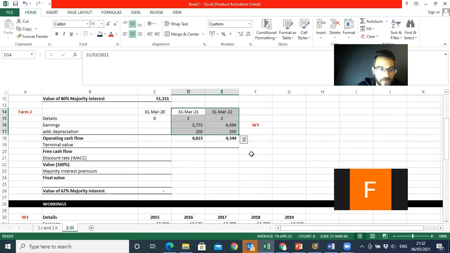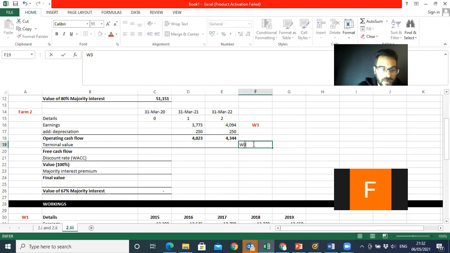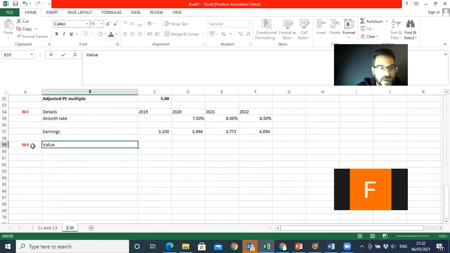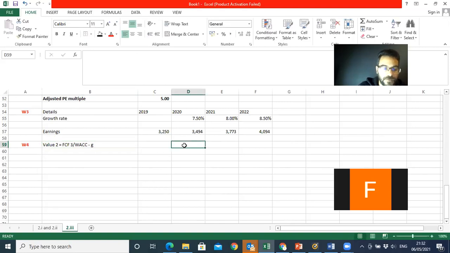So let's work out the continuing value. Where is this terminal value? Over here. So let's have a look. For working four, this is the formula. The value at year 2 equals free cash flow of year 3 divided by WACC minus the growth rate. Now just for one moment, let's contrast the dividend growth model. If you had to work it out, it'll look something like this. Typically what we used to, V0, the value today, equals D1 divided by KE minus G.